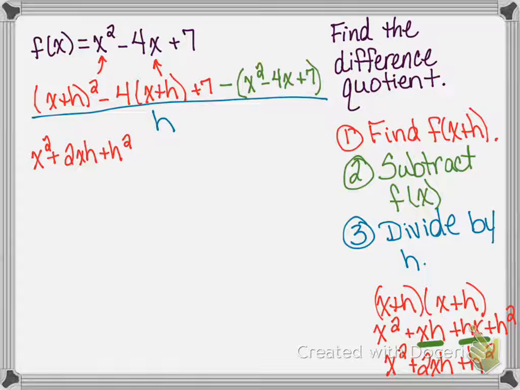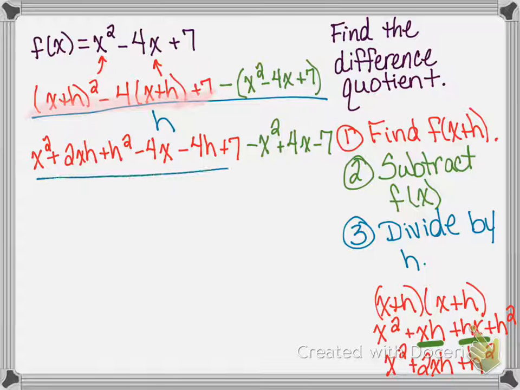So here is x squared plus 2xh plus h squared. I just did this right here. Now I'm doing my negative 4. I'm distributing: negative 4x minus 4h. Then I've got the plus 7. Now I want to subtract my original function. So I have minus x squared plus 4x minus 7. I have to distribute that negative.